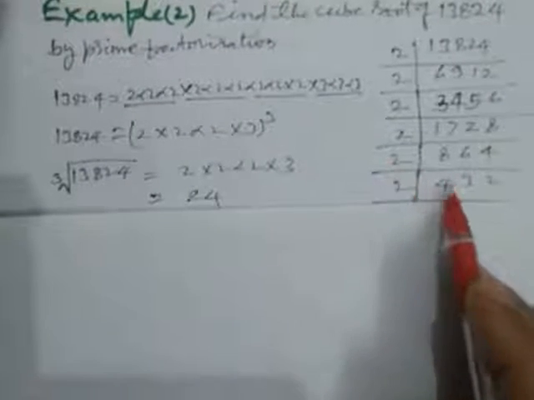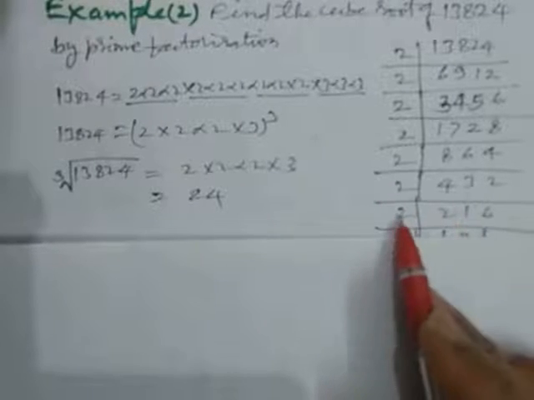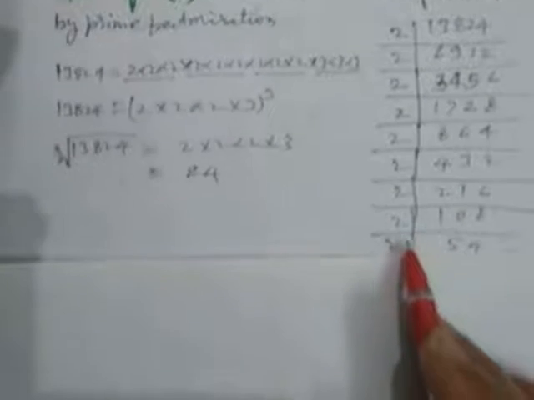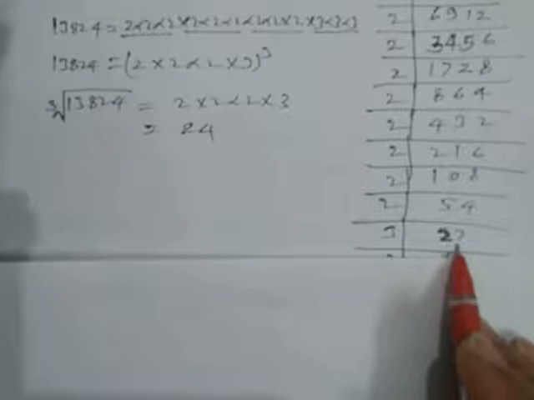Then divide by 2, we get 432. Then again by 2, we get 216. Then again divide by 2, we get 108. Again divide by 2, we get 54. Then divide by 2, we get 27.